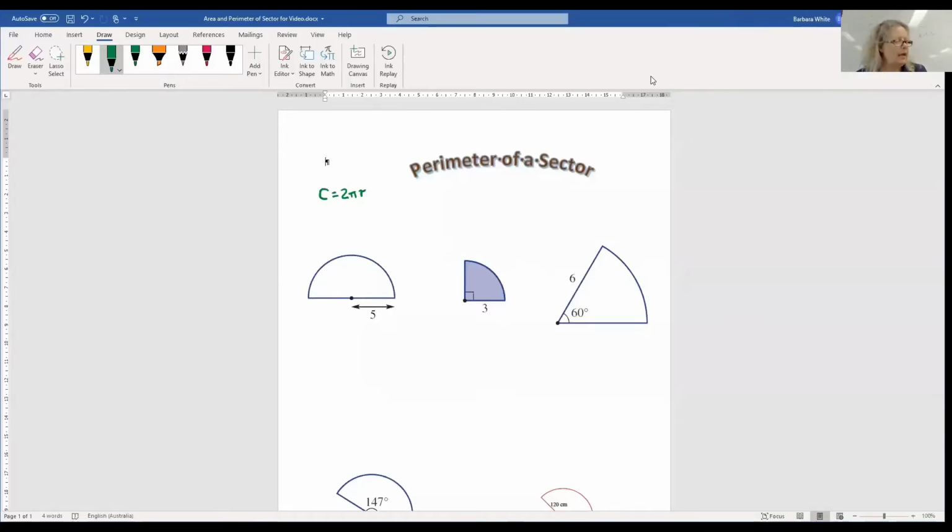Hello again. This is the perimeter of a sector. You already know how to find the circumference of a full circle. So to find the perimeter of a sector, we need to find the circumference of part of a circle. But to find the perimeter, we also need to add up that, which is also part of the outside of the circle.